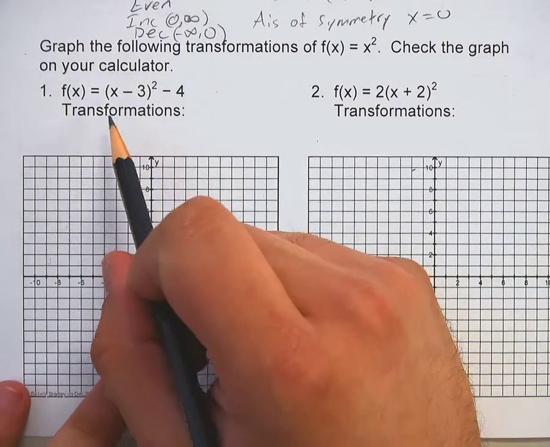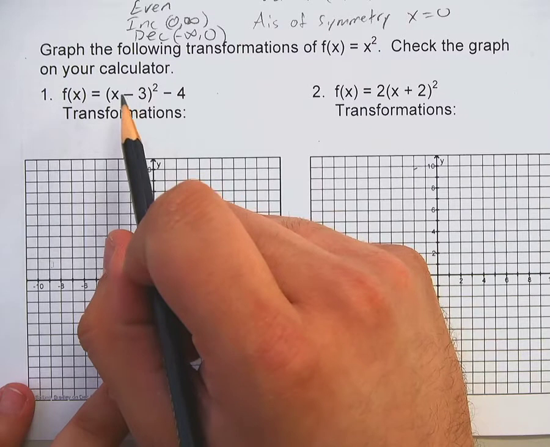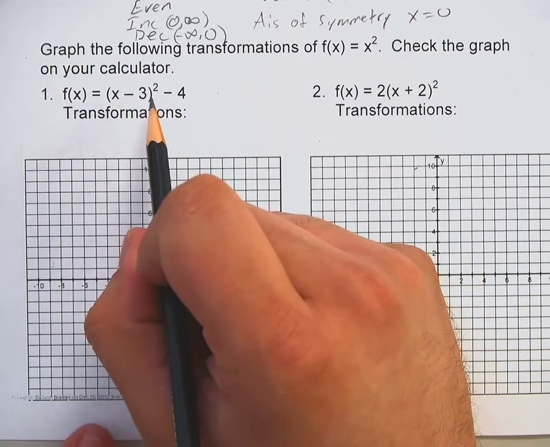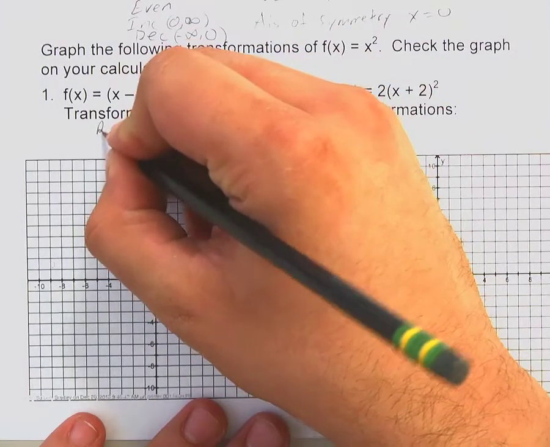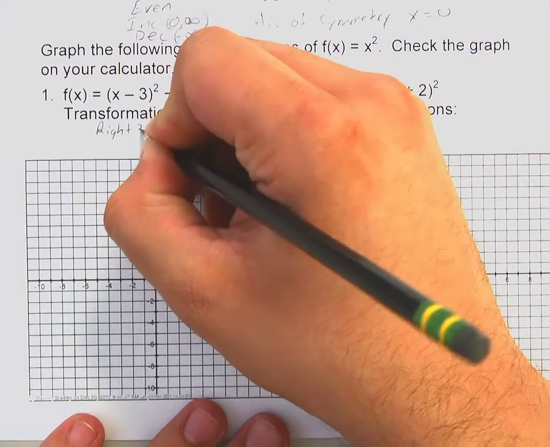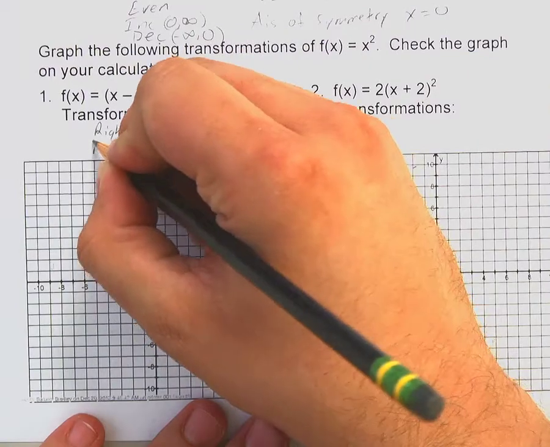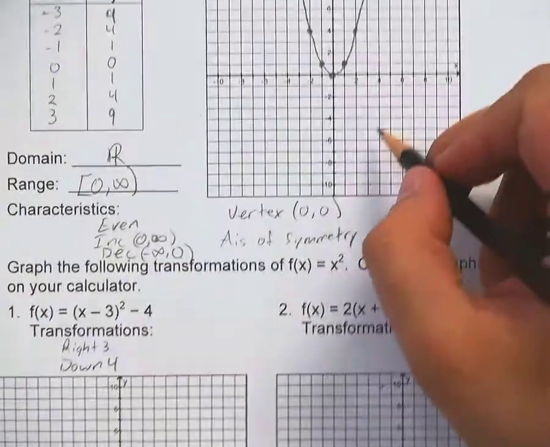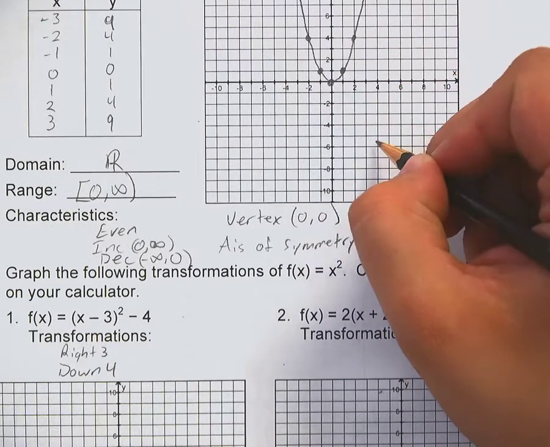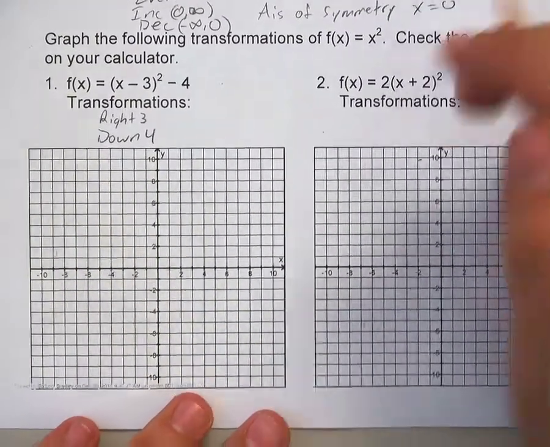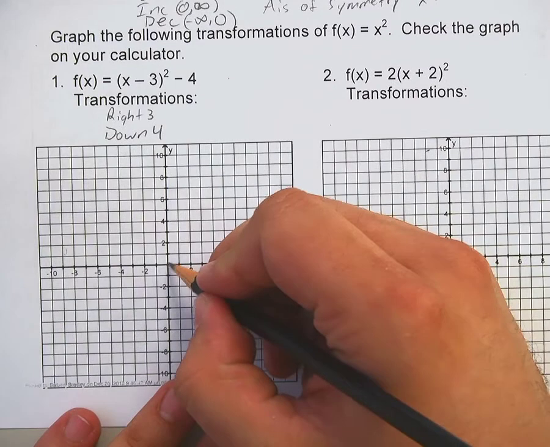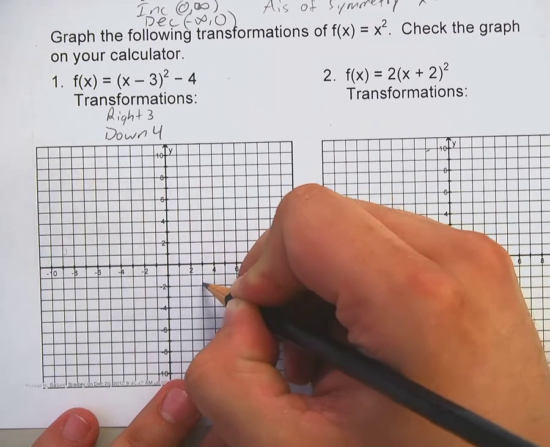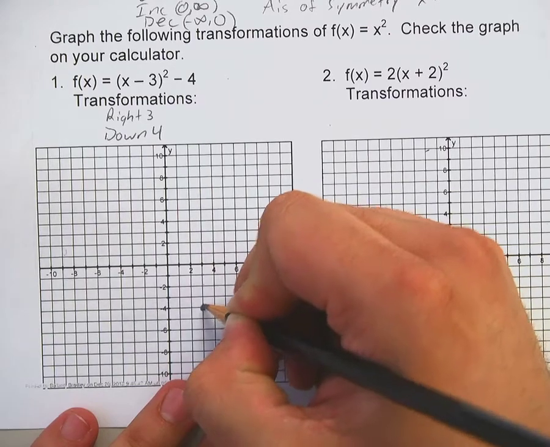So transformations, remember if it's inside of the parentheses, it applies to x, and we always do the opposite. So x minus 3 means we're going right 3. And -4 out here means down 4. So I'm going to take the parent function and move it right 3 and down 4. My first point was (0, 0). So I'm going to go right 1, 2, 3, down 1, 2, 3, 4.